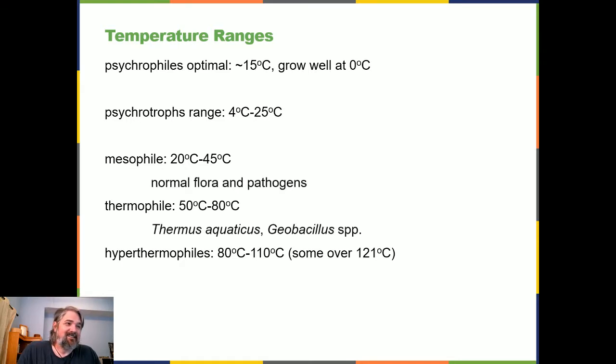Mesophiles include the normal flora and pathogens, obviously, because our body temperature is roughly 37 degrees Celsius. Thermophiles include Thermus aquaticus. This is where we get the Taq polymerase. The Taq is from Thermus aquaticus. Geobacillus is another example.